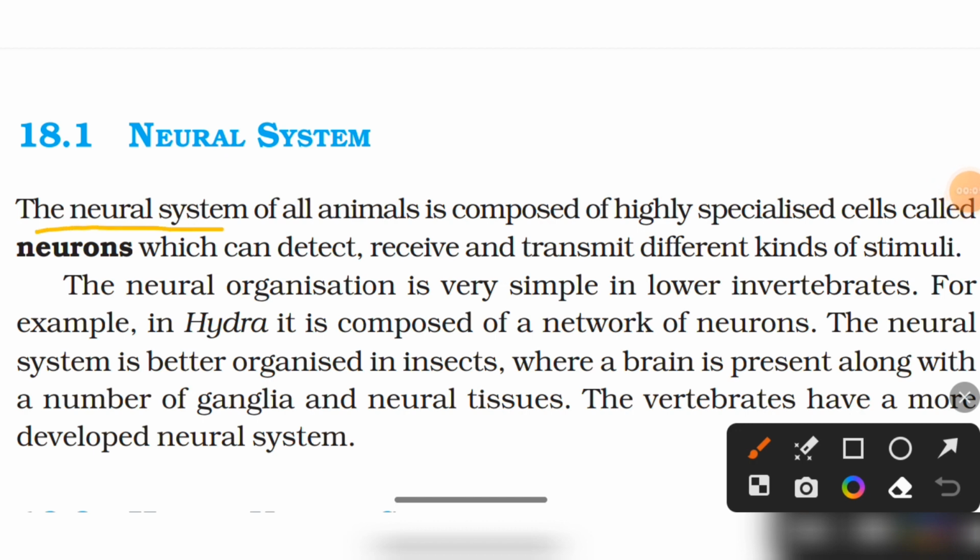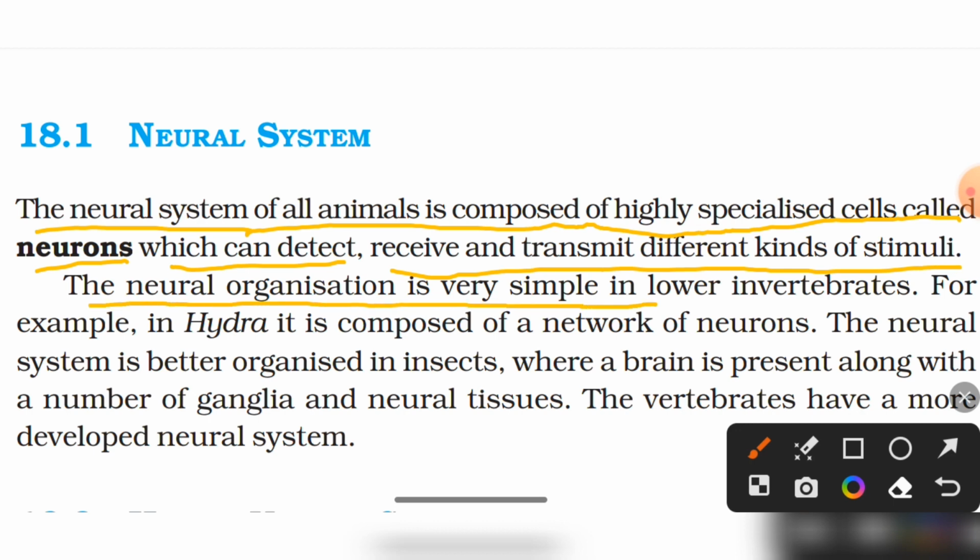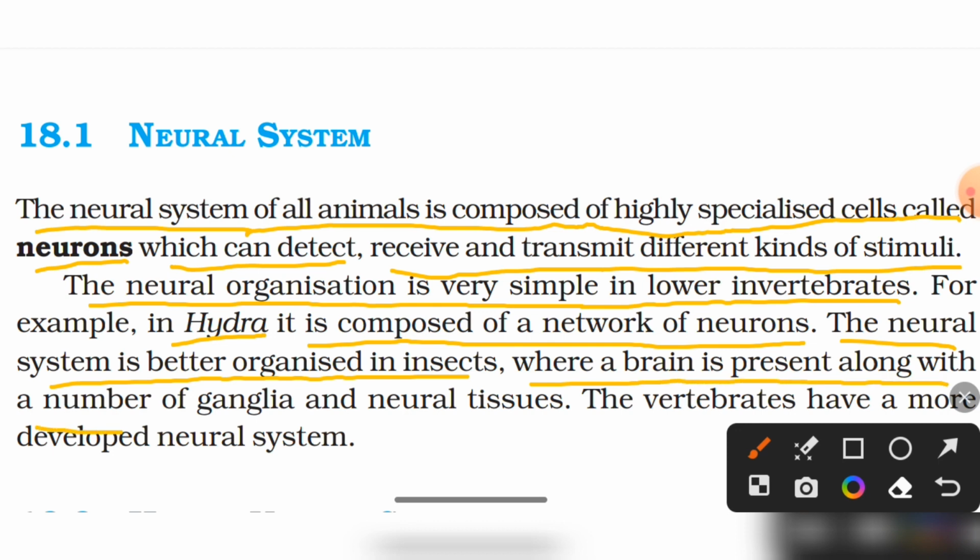The neural system of all animals is composed of highly specialized cells called neurons, which can detect, receive and transmit different kinds of stimuli. The neural organization is very simple in lower invertebrates. For example, in Hydra, it is composed of a network of neurons. The neural system is better organized in insects, where a brain is present along with a number of ganglia and neural tissue. The vertebrates have a more developed neural system.